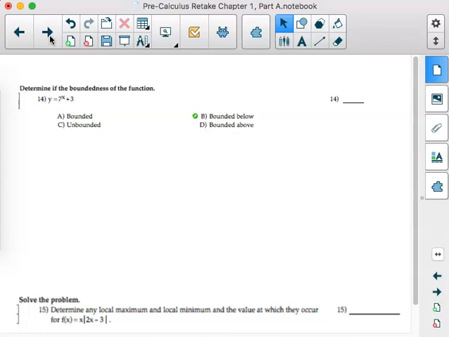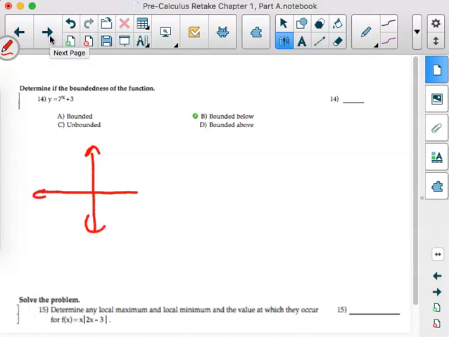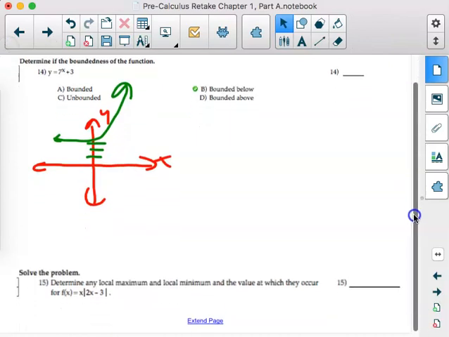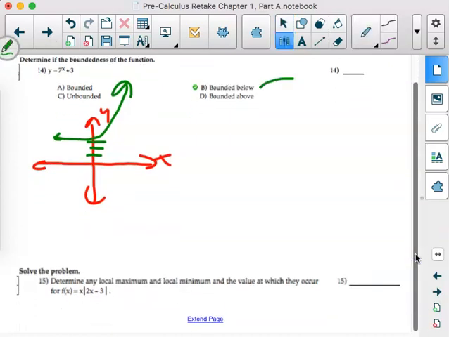Number 14, determine the boundedness of the function. So what you have to do is either on your calculator or in your brain, make a little sketch. 7 to the x plus 3 is exponential growth, and it's been moved up 3 units. So it's looking like this. And then what you have to do is figure out boundedness. It's not bounded above, but it is bounded below. So that would be, in this case, answer B. Those were scrambled on your test, but that would be bounded below.